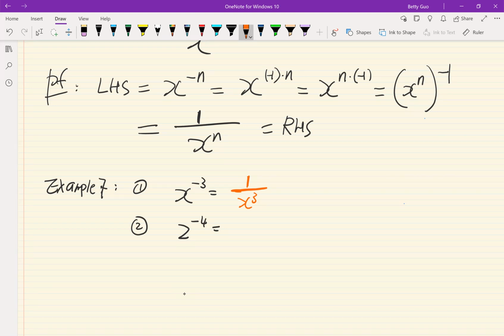Number 2, 2 to the power of -4. Evaluate 2 to the power of -4. Get rid of the negative sign. What do you have?